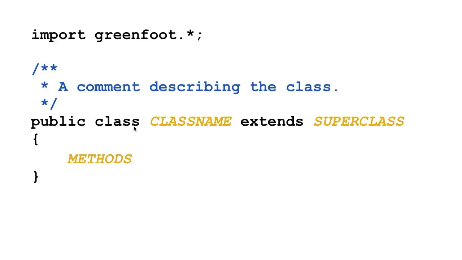Then there's the word class, that is fixed. Then we have a name for the class, and extends superclass is a definition that says what the superclass of our class is. Then is a pair of curly brackets, and in between those curly brackets are the methods.